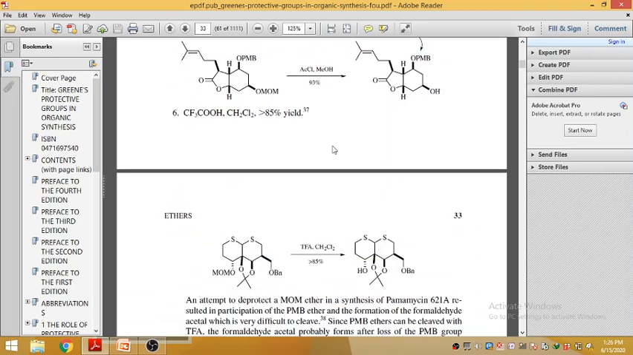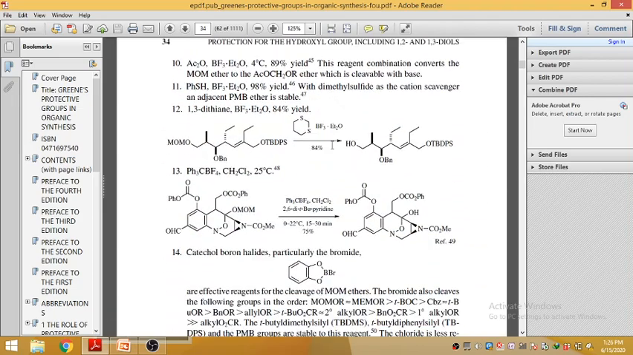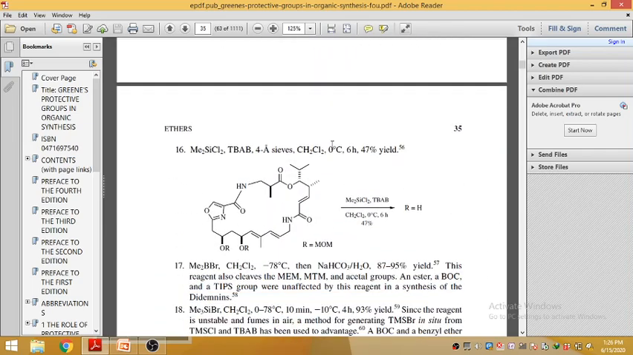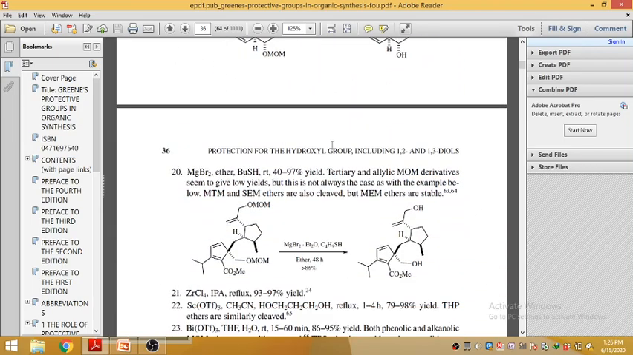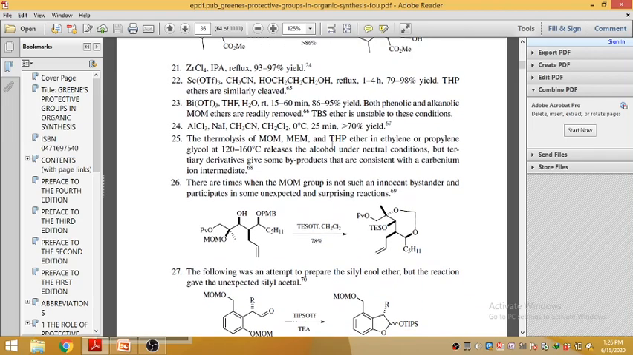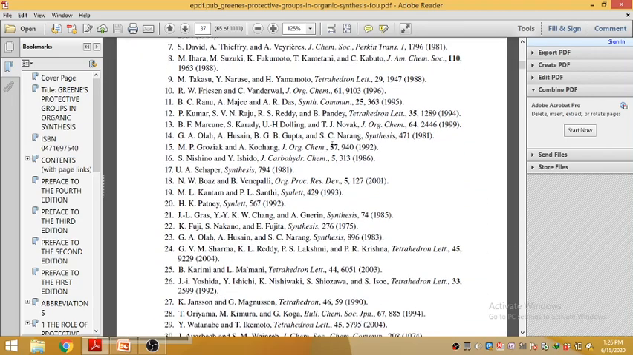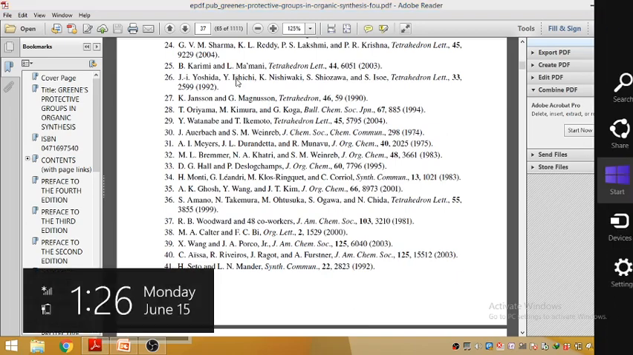So here are the methods as well as some discussion. You can go through this, you can download papers of your interest. Especially while you are working in the lab, you can carry out any of these methods in order to protect your substrate. So it will be helpful in your research. So here are the references. Remember page number 33 to 37 for MOM protecting group.